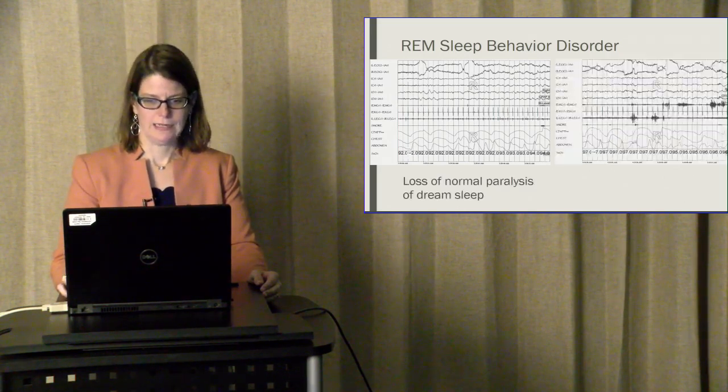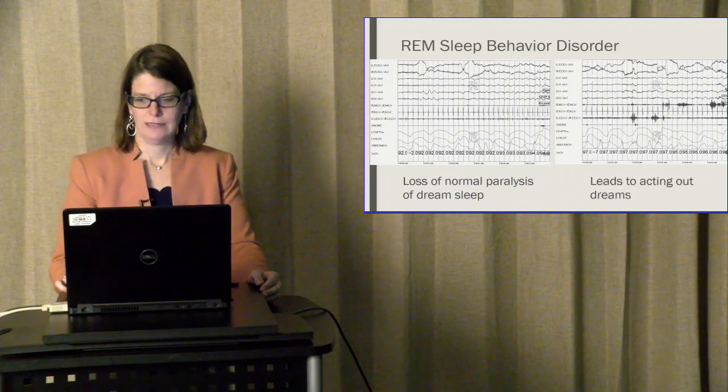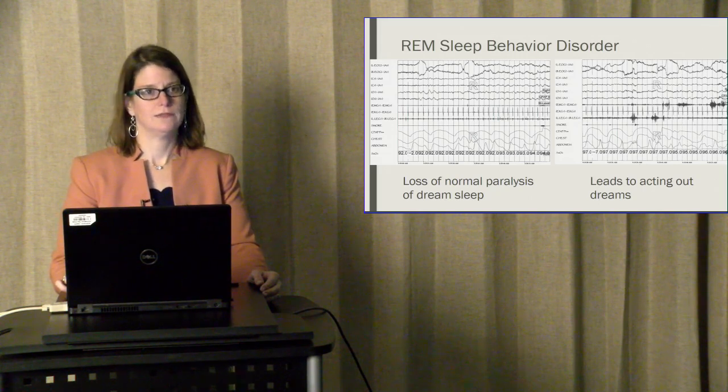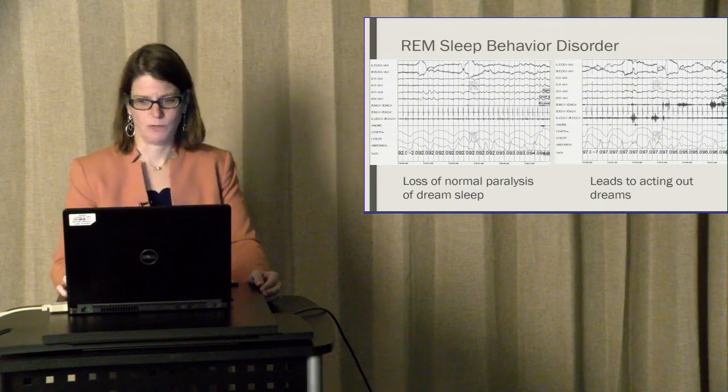And then when we have the loss of that normal paralysis is when we can have dream enactment behavior. This participant on the right had an epoch of REM without atonia, meaning that they are moving during dream sleep, which is abnormal.